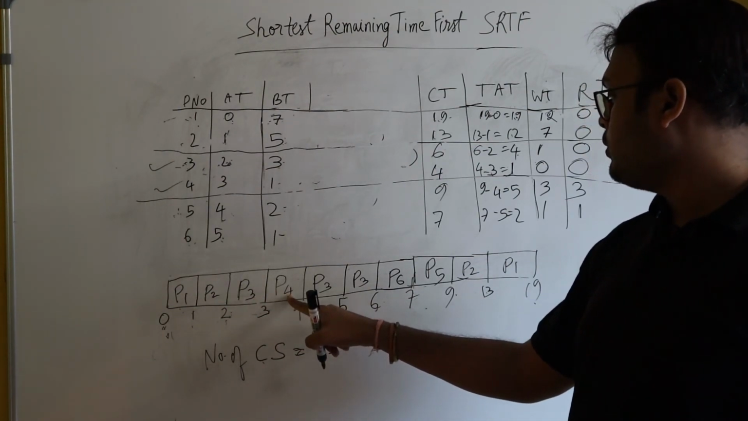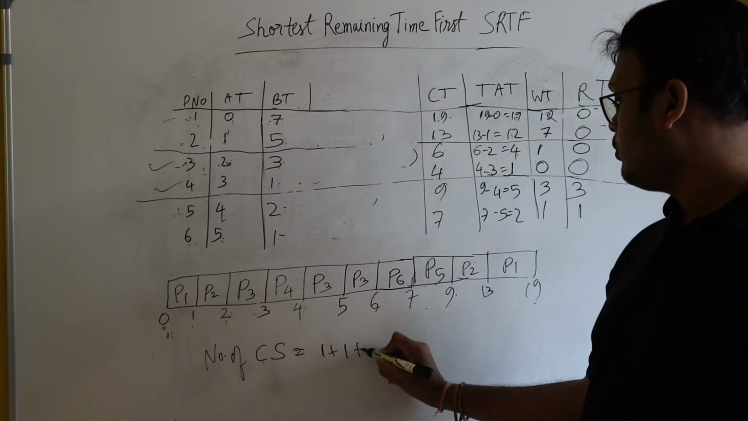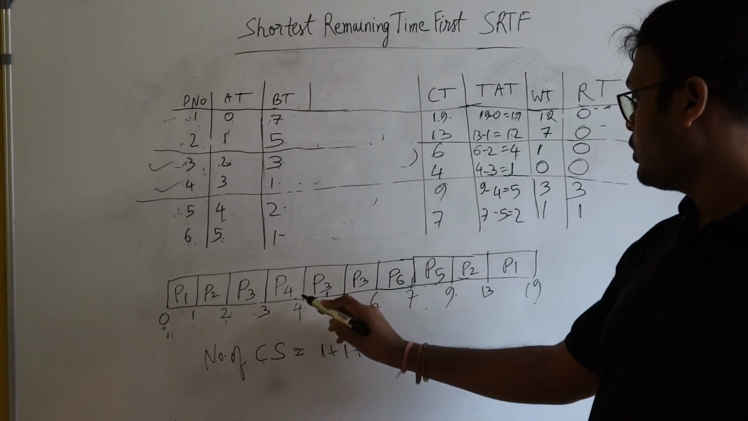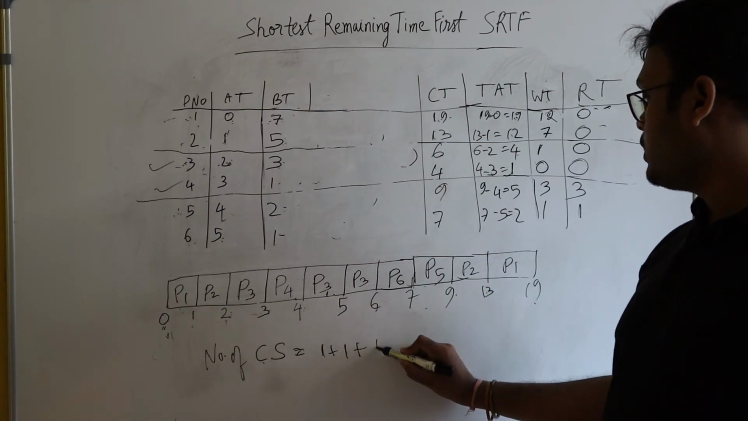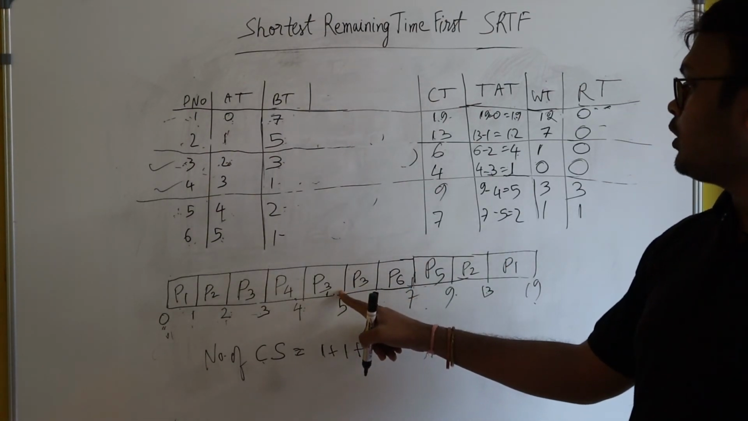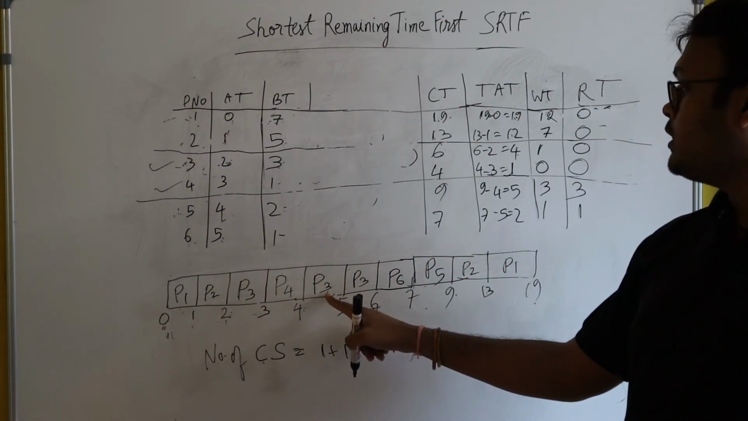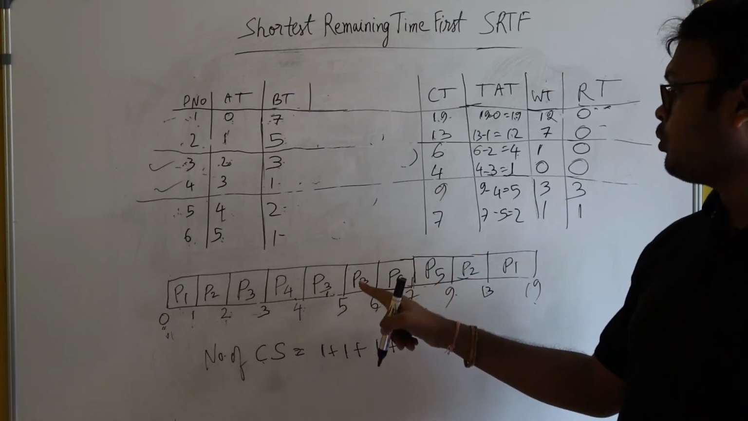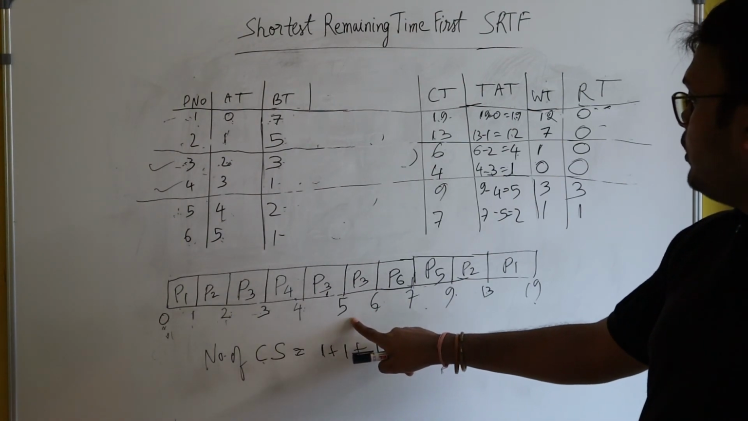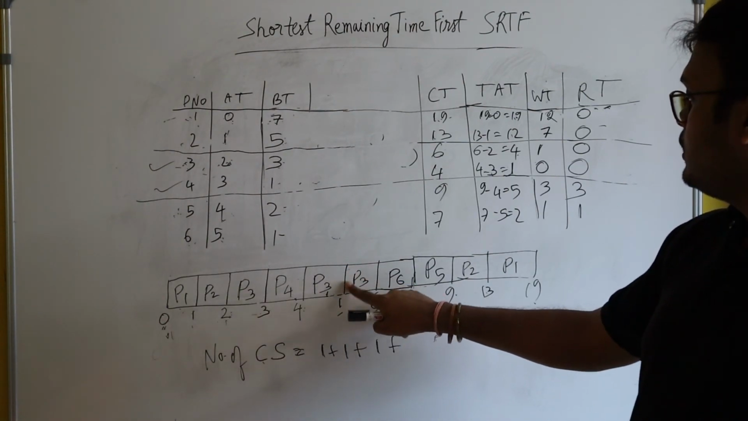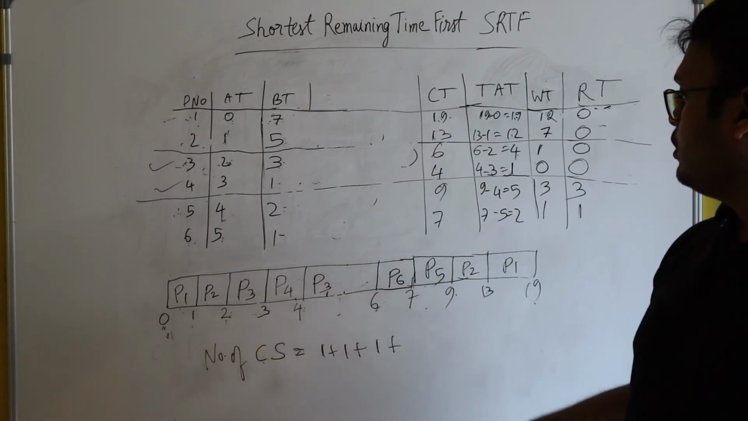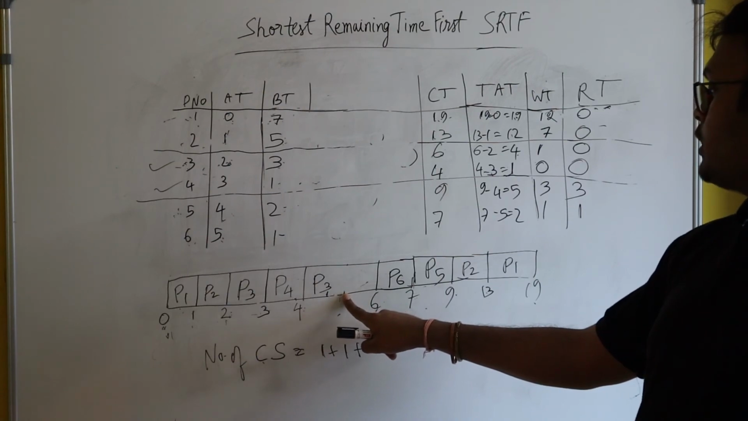Process P3 to process P4, again one time. Process P4 to process P5. Process P4 to process P3 again, it's one time. Process P3 to P3, here context switching is not happening, because here the CPU has not switched to another process. The CPU is remaining with P3. So here you will not count it as context switching.